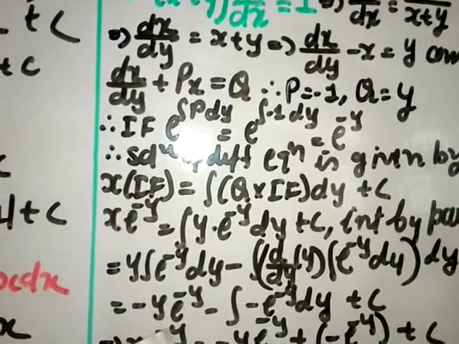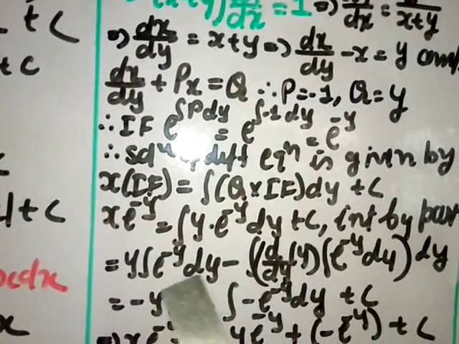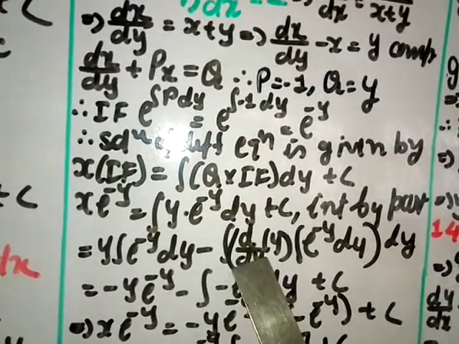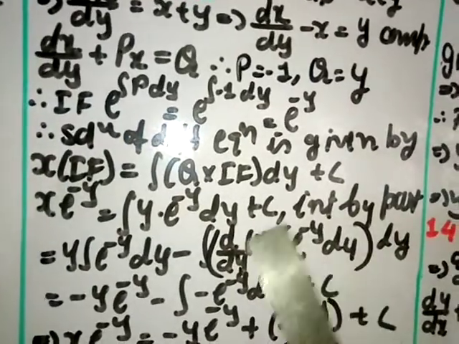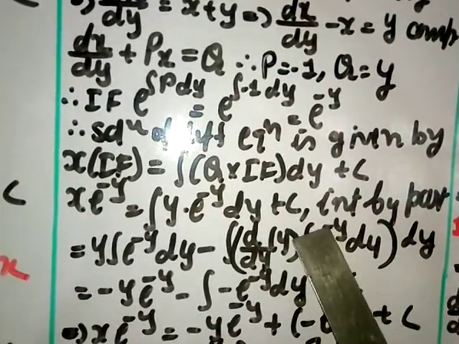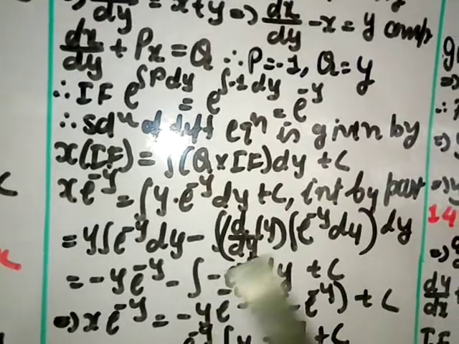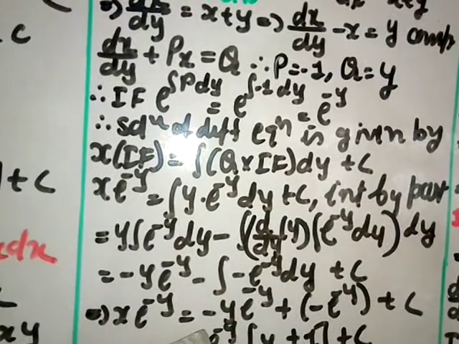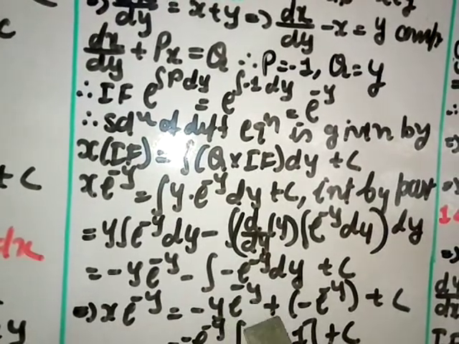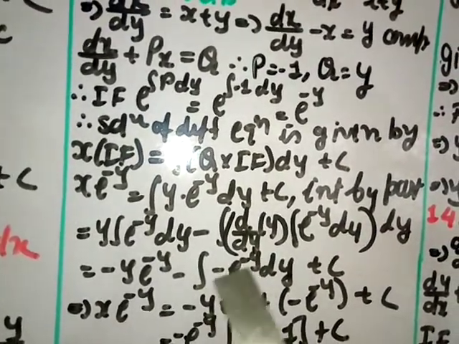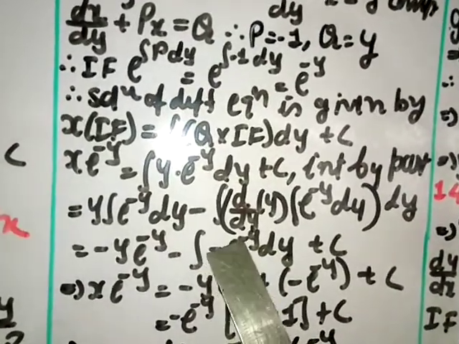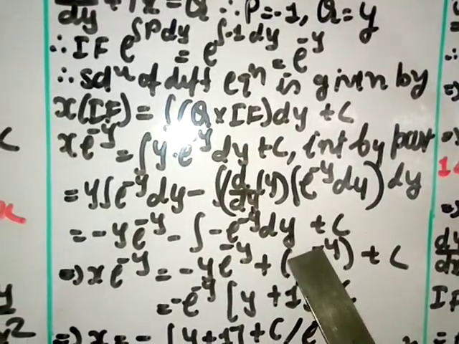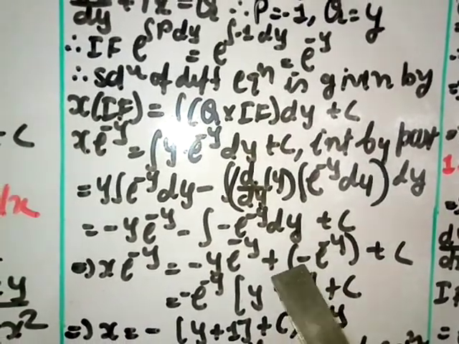Integral of e power minus y is e power minus y divided by the coefficient of y, that is minus 1, so here minus integral. The derivative of y with respect to y is 1. Integral of e power minus y is e power minus y divided by the coefficient of y, that is minus 1, so minus here plus c. Again you have to integrate this, so this side remains x into e power minus y equal to minus y e power minus y, minus a minus plus. You have to do e power minus y once again, that integral is e power minus y divided by the coefficient of y, that is minus 1. Okay, so minus plus c.